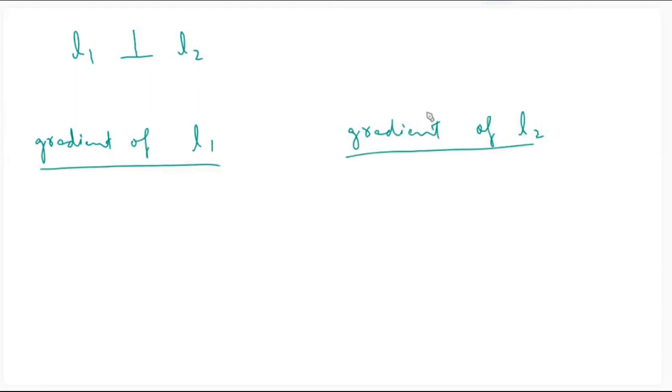So let's say gradient of L1 is 2. What about the gradient of the other line? Any ideas? अभी हमने क्या कहा? The other line is going to have a gradient that is negative reciprocal of the first line. तो अगर एक लाइन का 2 है, तो दूसरी लाइन का क्या होगा? Negative reciprocal 2 का क्या होता है?